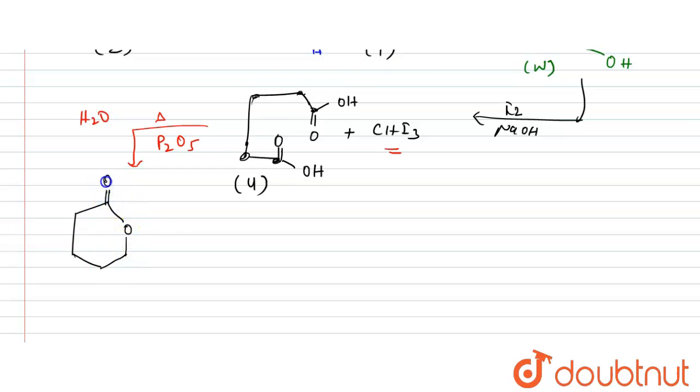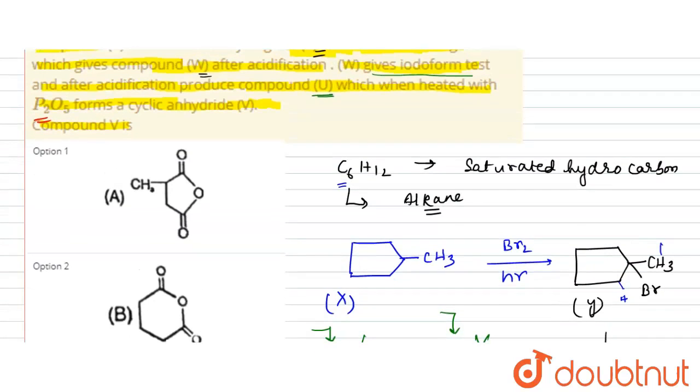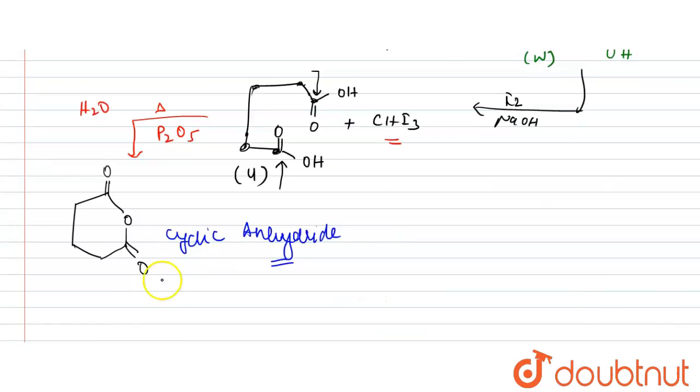Here you will have a double bond O, and here you will have a double bond O, right? You can see very well that at this position there is a double bond O, and at this joining position there will be one double bond, and from here you are going to have this connection with this oxygen. So this is the way the anhydride will be formed, and this is the cyclic anhydride. Now the very important part is that this cyclic anhydride is V. This was U, this is V.